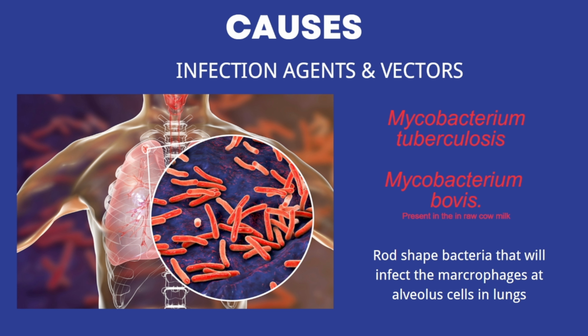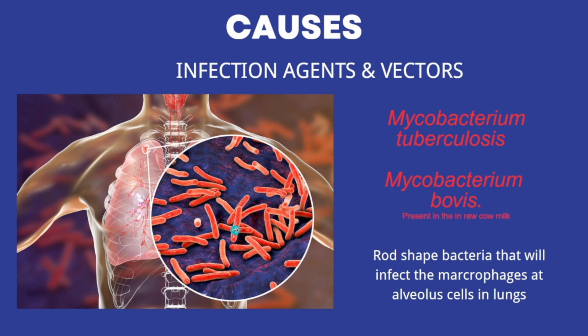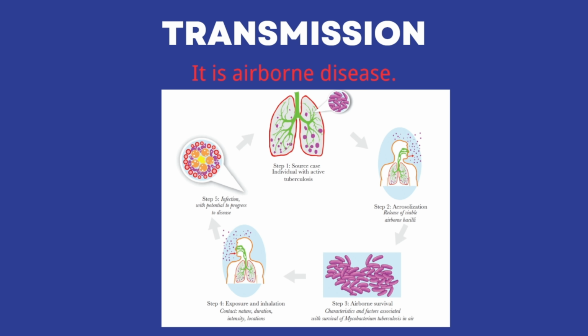So it is a rod-shaped bacterium that will infect the macrophages in the alveoli of the lungs. This I already mentioned. The infection organ is the lung, and the cell is the macrophage in the alveolus. So the transmission is airborne. So there is no vector in this disease. No vector, because the transmission method is airborne.